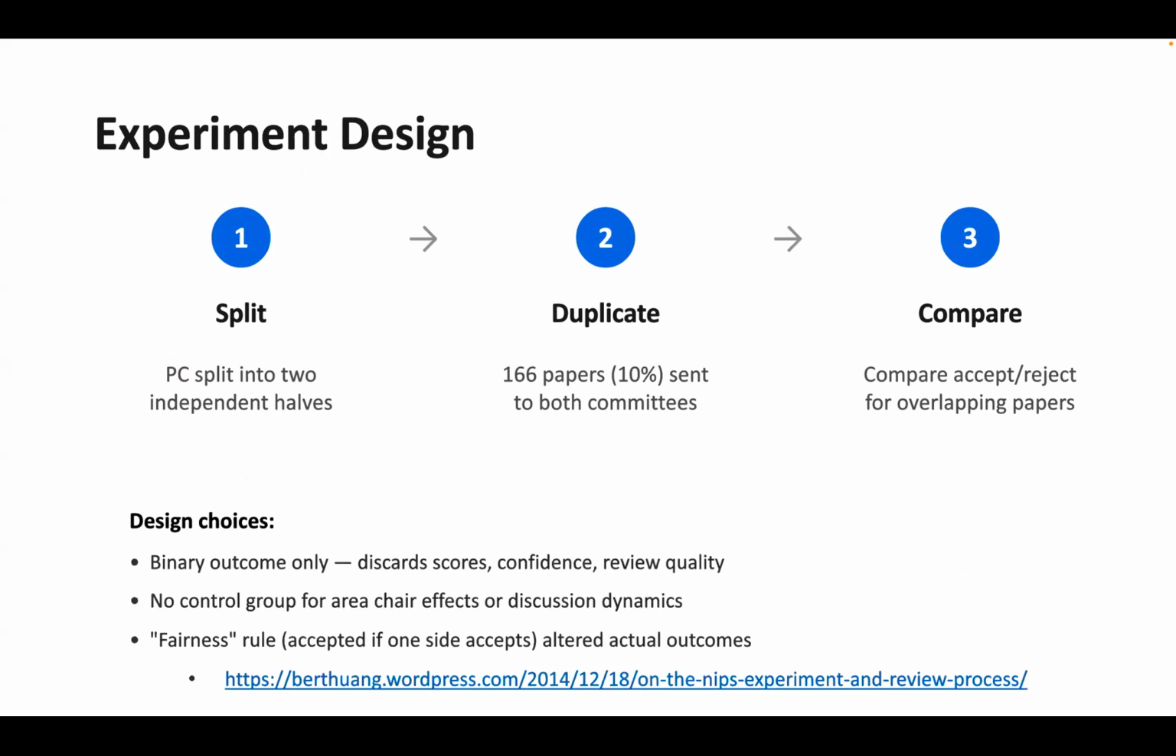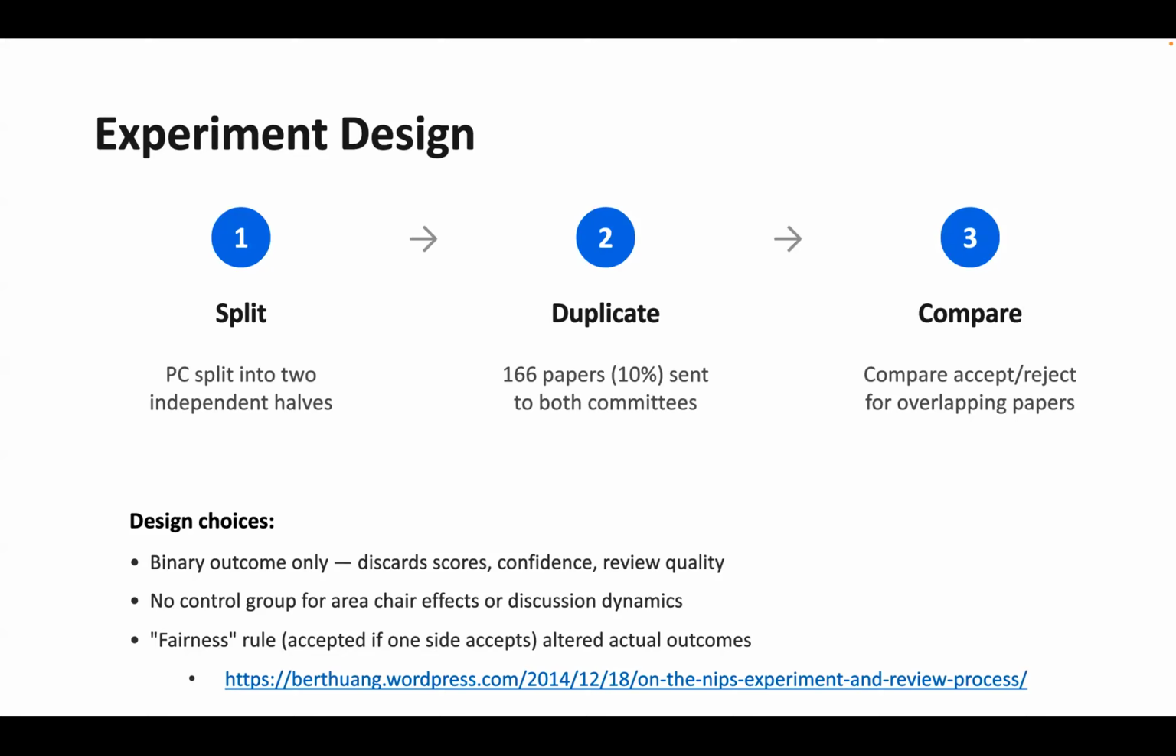Now, there are a few design choices that are interesting. For example, they only focus on the binary outcome of being accepted or rejected and discard completely things like the individual reviewer scores, the confidence, and the review quality. By review quality, I mean how much the reviewer has actually written about what they liked about the paper and what they did not like about the paper.